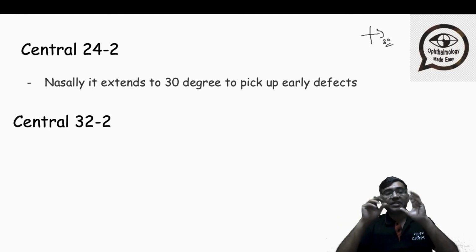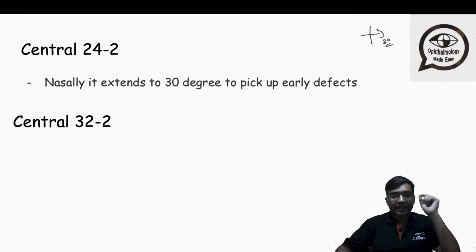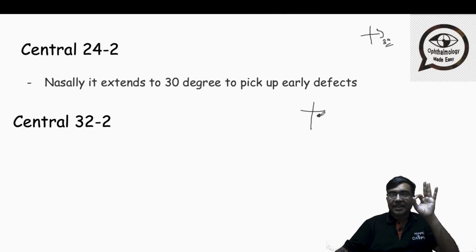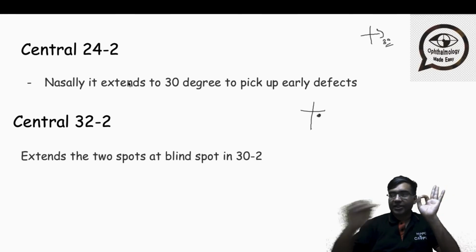Similarly, we have a central 32-2. Now what does this 32-2 mean? Here, whenever we test the blind spot, we put 2 stimuli at the blind spot to measure it. So this is called 32-2.